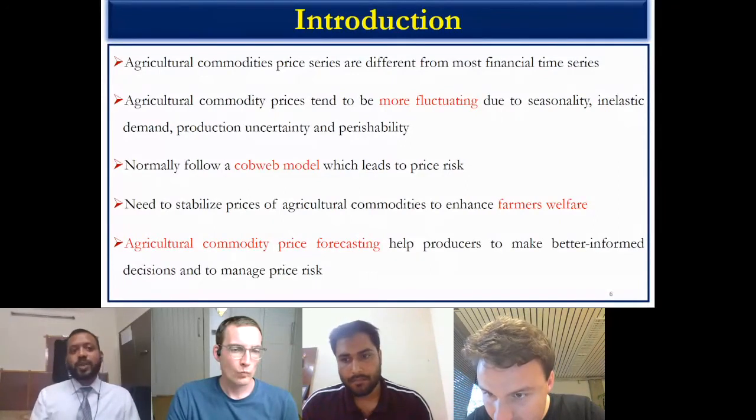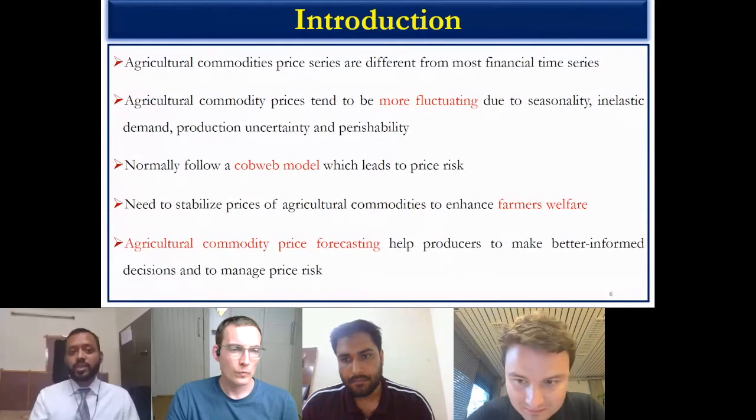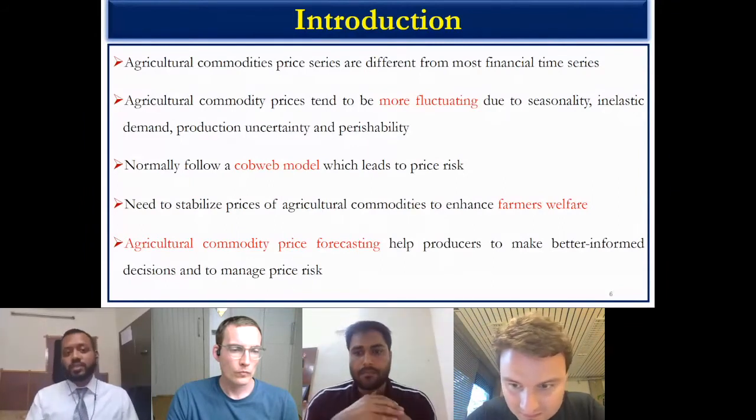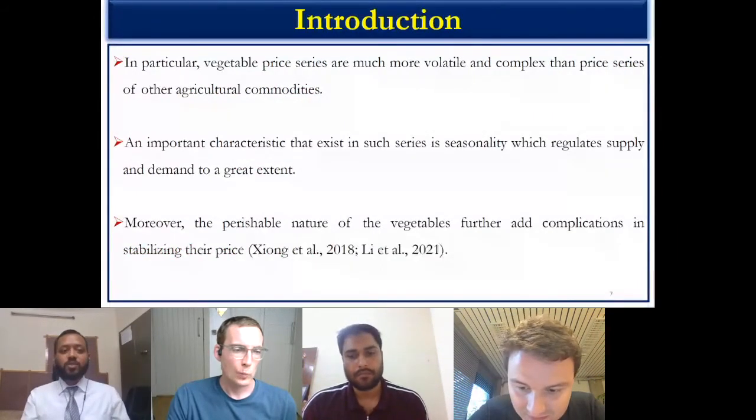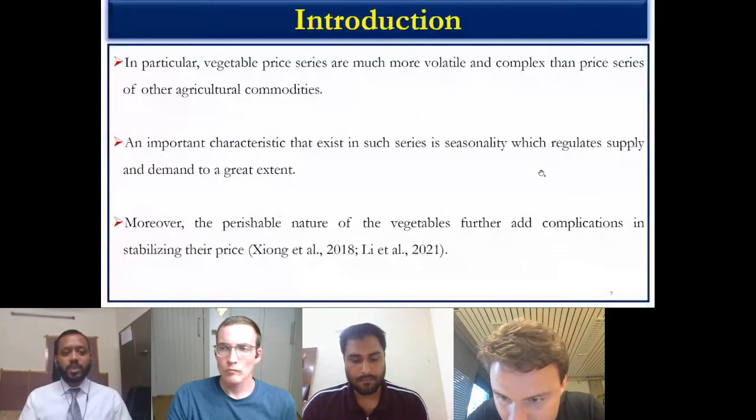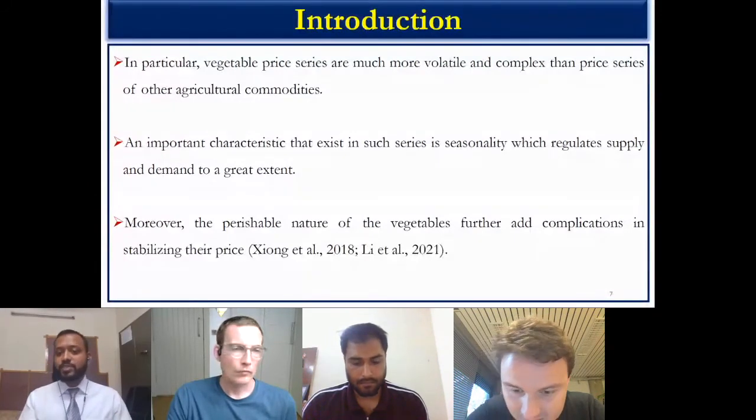However, in particular, vegetable price series are much more volatile and complex than the price series of other agricultural commodities. An important characteristic that exists in such series is seasonality, which regulates supply and demand to a great extent. Moreover, the perishable nature of vegetables further adds complications in stabilizing their price.